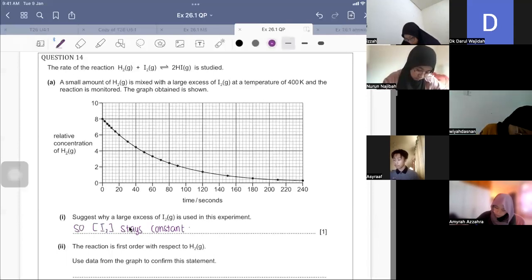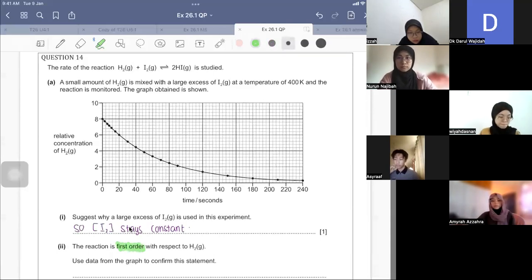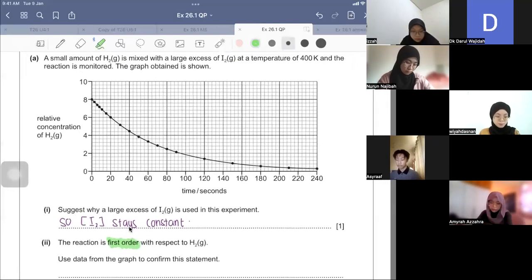Okay, the next part: the reaction is first order with respect to hydrogen. Use data from the graph to confirm this statement. Okay, so now they're telling us that hydrogen is first order. The only way we can confirm that it's first order from a concentration-time graph is by looking at the half-life. Okay, so we're going to look at the half-life.